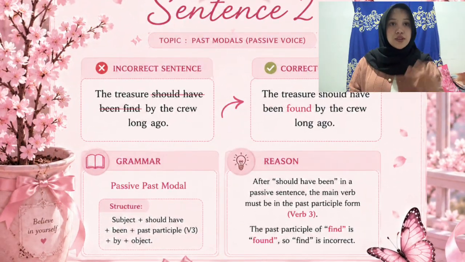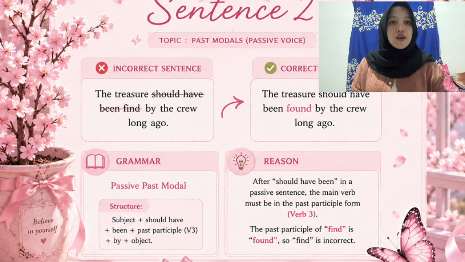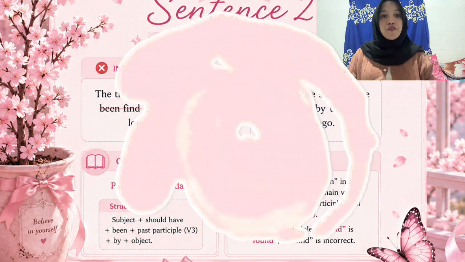Sentence number 2: the treasure should have been find by the crew long ago. The mistake is the word "find". The correct sentence is: the treasure should have been found by the crew long ago. The reason is that after "should have been", in a passive sentence, we must use the past participle form, verb 3. Therefore, "find" must be changed to "found".